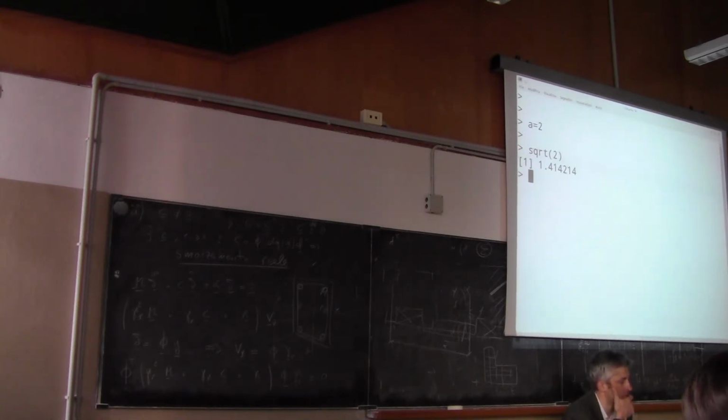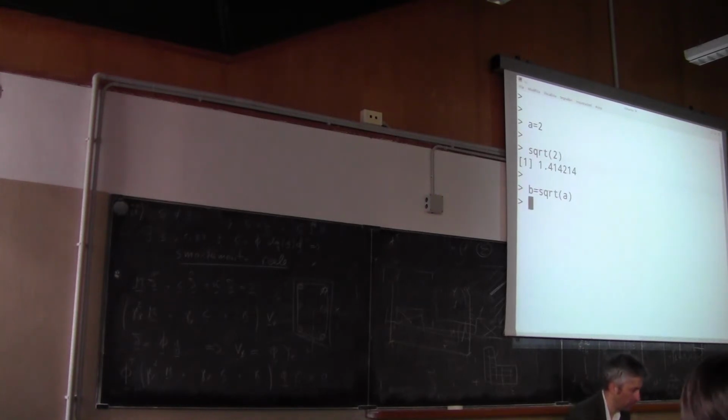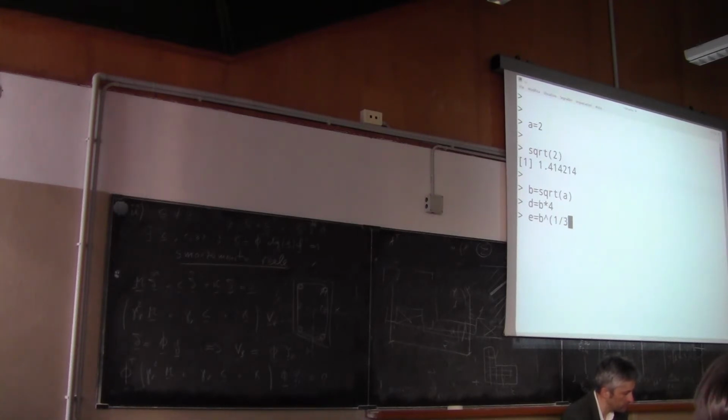And then let's suppose that we want, oh sorry, not 2, A. And let's suppose that we want to assign the result to the variable B. Okay? And then let's suppose that we want to assign a third variable, which is B times 4. And then a fourth one, which is equal to B to the power of 1/3. Okay?